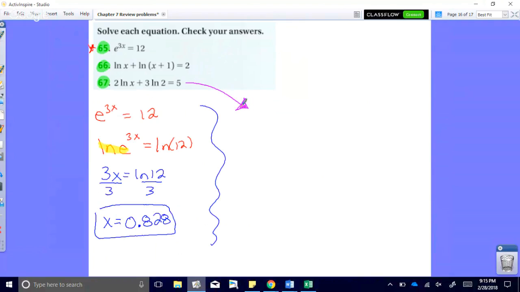Okay, 67. This time we have to start by writing as a single log. So we're going to merge what we did earlier with what we're about to do. I'm going to take this 2 on the outside, and it's going to go to the exponent. I'm going to take this 3. It's going to go to the 2, and then the plus tells me I'm going to merge these through multiplication. This becomes the natural log of x to the second times 2 to the third equals 5. Well, 2 to the third is really just 8. So we have the natural log of 8x to the second equals 5.